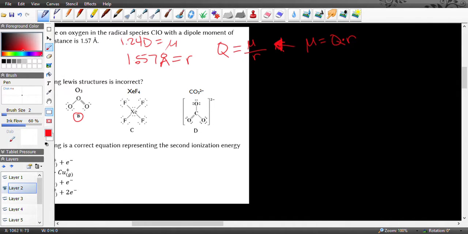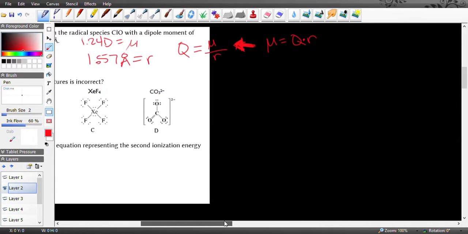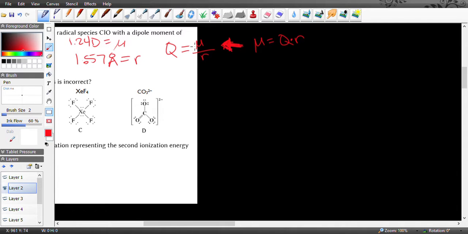We know it's this times this, and then divide by R, you get that. So apparently I can do chemistry, but I can't draw an arrow. Anyways, Q equals dipole moment divided by the distance. So we're given that, and we need to convert the Debye into Coulomb meters.